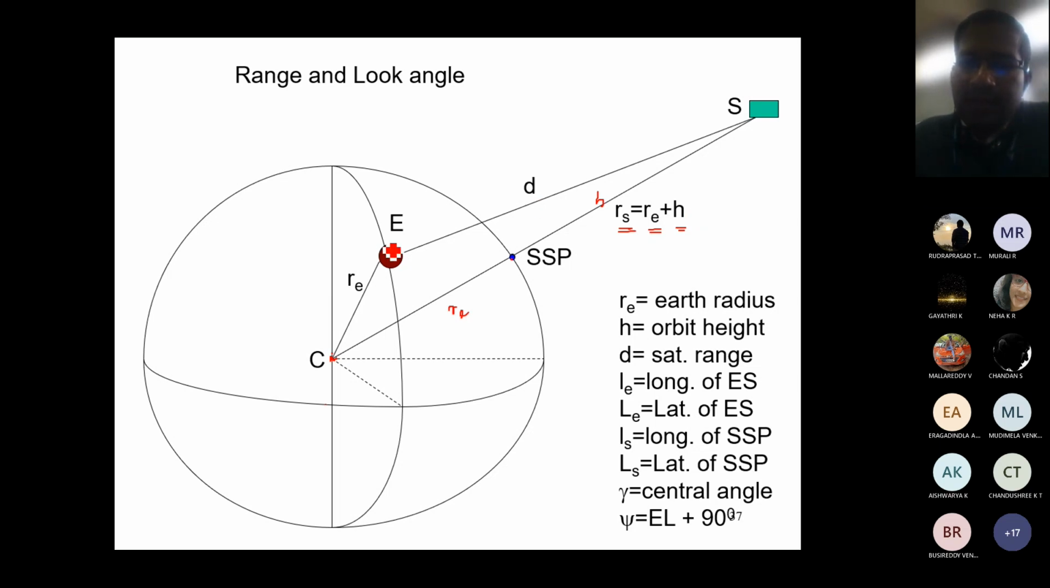D is the distance between the Earth station and the satellite. Any antenna or Earth station is located somewhere here. From that to the satellite, this distance is called D. That is called the satellite range.